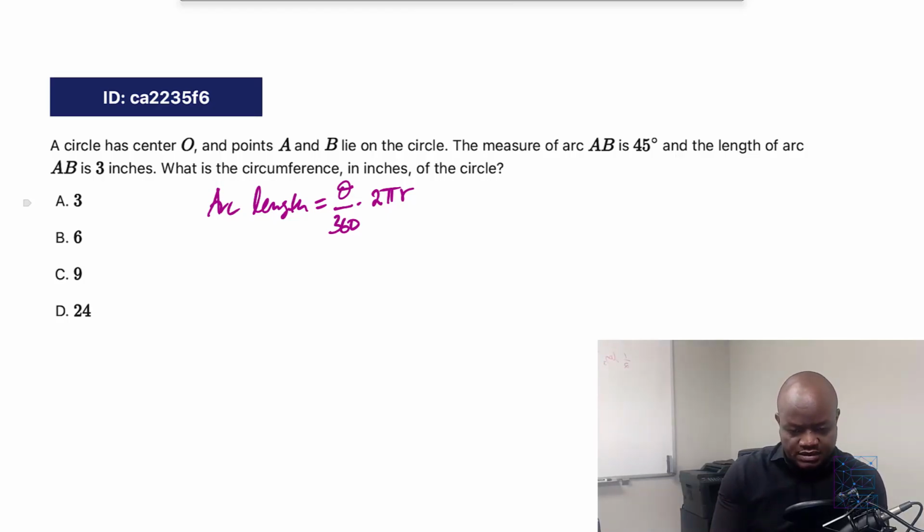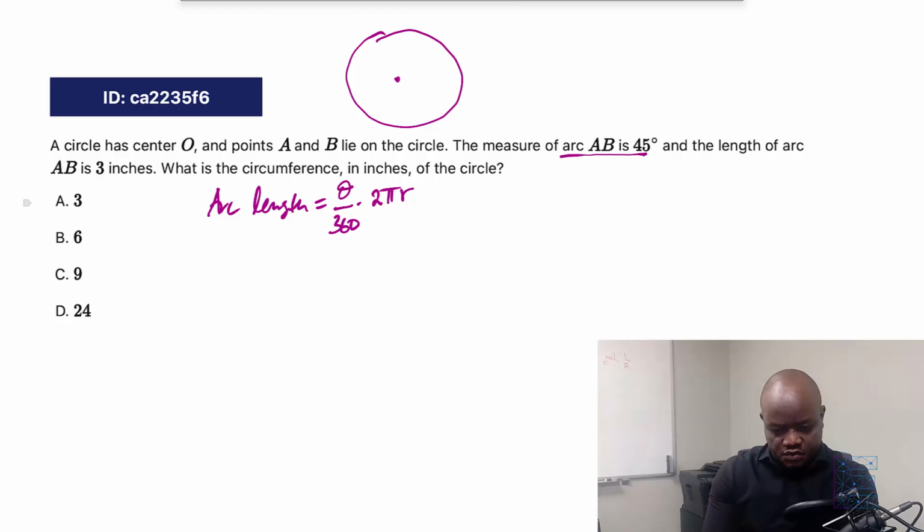So we are told that the measure of arc AB is 45 degrees. Let me actually just sketch this circle for you real quick so you'll see what I mean. So circle has the center O and A and B lie on the circle, and the measure of this angle here, the central angle, is going to be 45. And you might be wondering, why is that 45? Because we are given the measure of arc AB is 45.